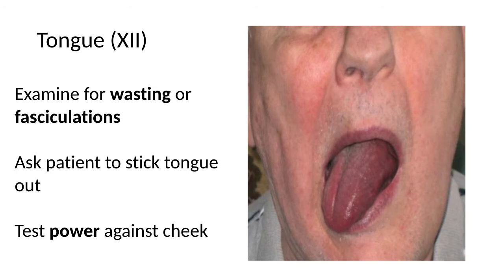So for this, you just ask the patient to stick their tongue out straight. Often if they can't stick their tongue out straight, that gives you the answer straight away. And you also sometimes can check for power against each cheek. So you ask them to press their tongue against their cheek, and you press against it to see if they can resist you. Sometimes looking for asymmetry in terms of wasting and fasciculations can also give you the answer.